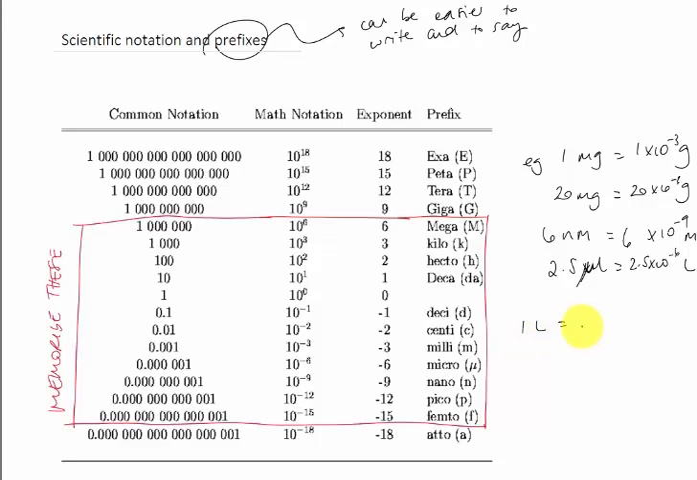So 1 litre is equal to 1,000 millilitres, because a milliliter is 10 to the minus 3 litres. And similarly, 1 milliliter is equal to 1,000 microliters, because a microliter is 10 to the minus 3-fold smaller than 10 to the minus 3. 10 to the minus 6 is 1,000 times smaller than 10 to the minus 3, and so on. So 1 microliter is 1,000 nanoliters, and 1 nanoliter is 1,000 picolitres.